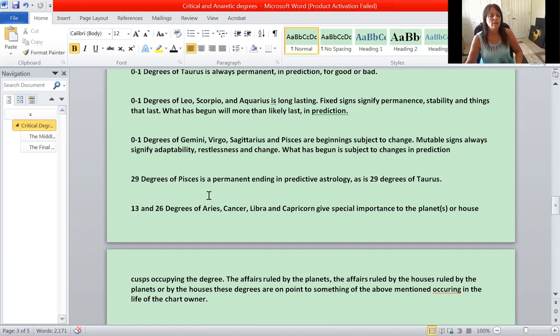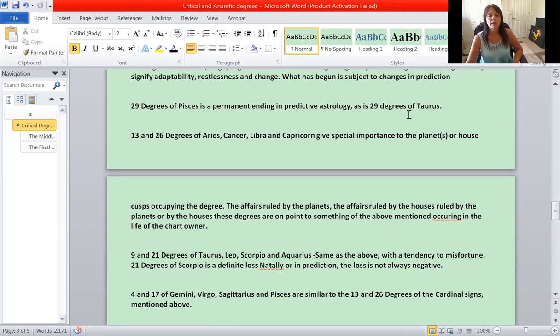29 degrees of Pisces is a permanent ending in predictive astrology. So again, if you have a progressed Sun or your progressed Moon at 29 degrees of Pisces, it's the end of the end. Whatever is going through that space, that resonance, it's a finality. This is what's so fascinating about this. All right. Okay, as is 29 degrees of Taurus.